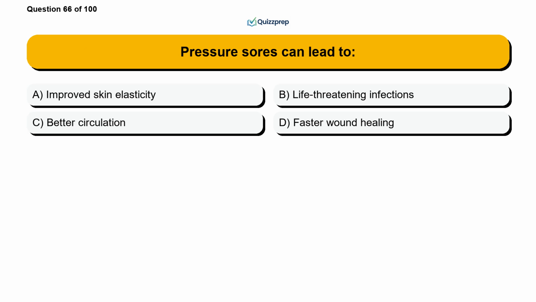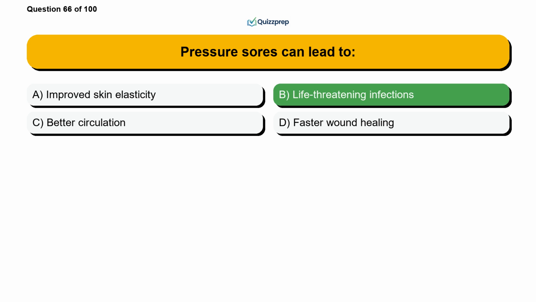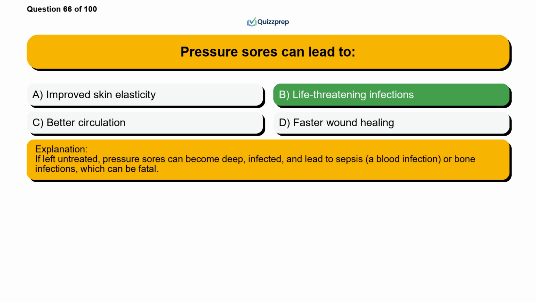Question 66. Pressure sores can lead to option A, improved skin elasticity. Option B, life-threatening infections. Option C, better circulation. Option D, faster wound healing. The correct answer is option B, life-threatening infections. If left untreated, pressure sores can become deep, infected, and lead to sepsis, a blood infection, or bone infections, which can be fatal.